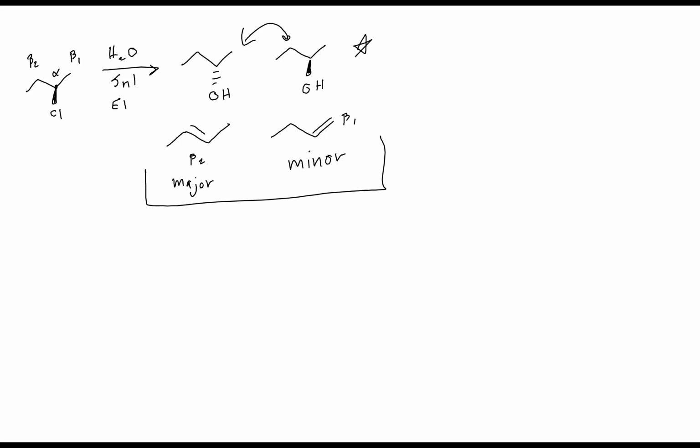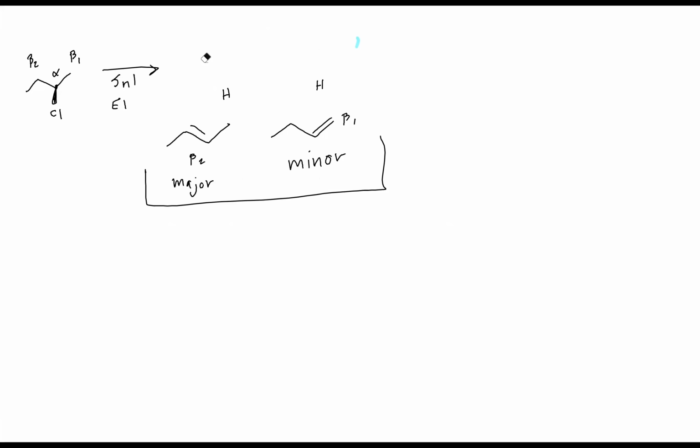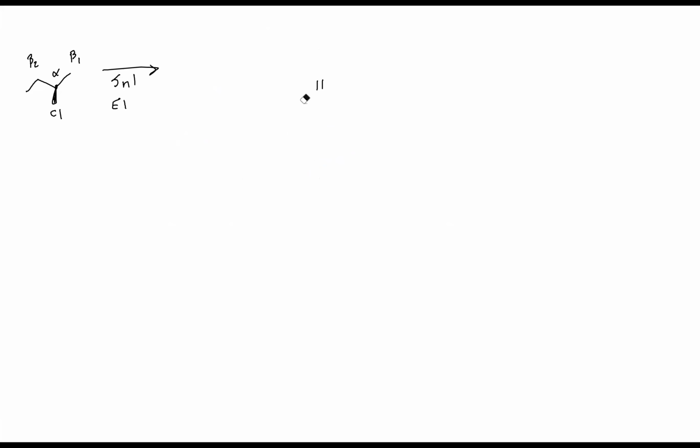Hold on, let's do a different possibility. Let's say that instead of using H2O, so instead of getting these products, we use OH negative. Now we're going to be doing both SN2 and E2. So again, we'll draw the products. SN2 only creates one enantiomer, so we end up with this. E2 will create both of these, it's just that, since we're using a small base, this is going to be major.